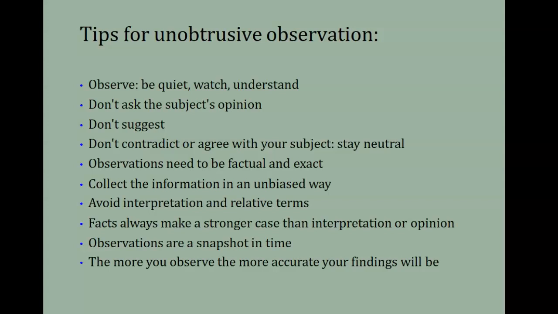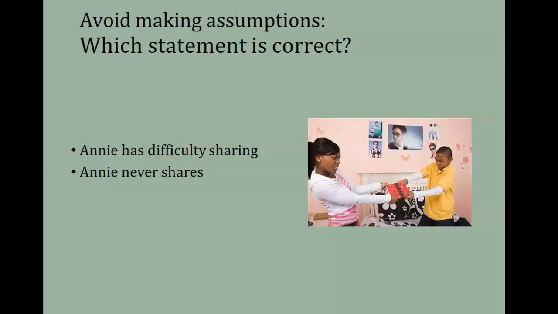Avoid interpretation and relative terms. You're not there yet. If you're observing, you shouldn't be interpreting what's happening yet. Just get everything written down. The facts always make a stronger case than your interpretation or your opinion. So if you have the facts, that is what matters, not your interpretation of what's happening in the moment, just the facts. Observations are a snapshot in time, meaning you might observe something once one day, and then maybe the child can't do that skill again the next day. So you need to observe multiple times. And the more you observe, the more accurate your findings will be.